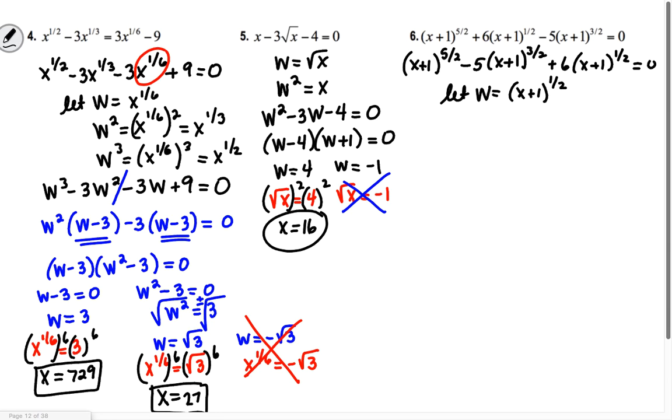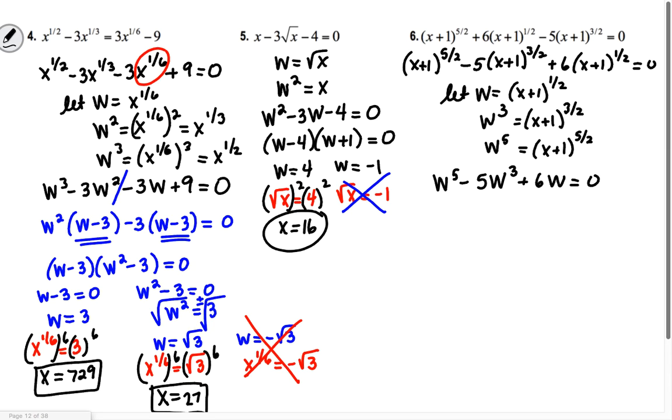Yeah, I do 1/2, right? So how are you going to get x plus 1 to the 3 over 2? What do you think you're going to raise W to? 3. Do you see it? Because you're going to multiply the 3 by the 1/2. And then how do you think you're going to get x plus 1 to the 5 over 2? To the 5th. Yep. So we have w to the 5th minus 5w to the 3rd plus 6w equals 0. And we know how to factor this, so we can factor.